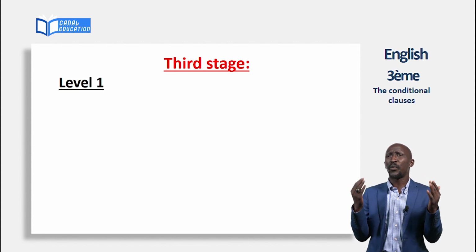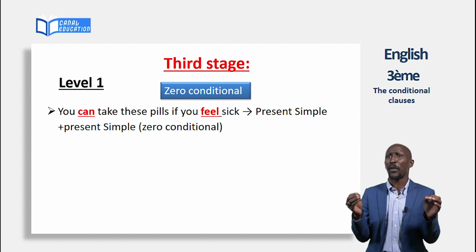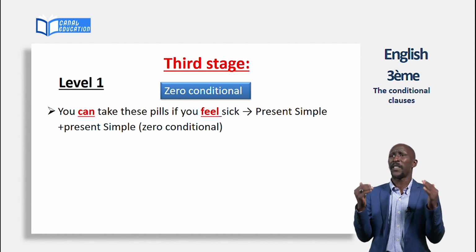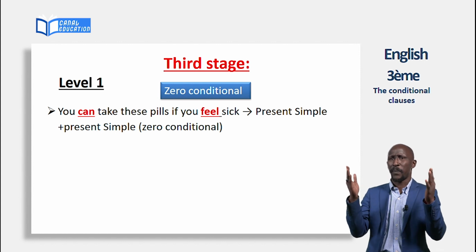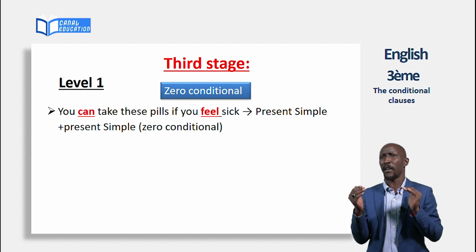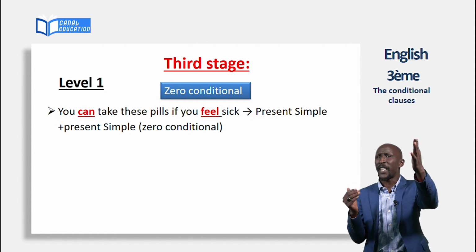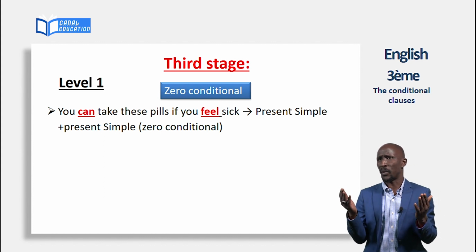The third stage deals with level 1, because in level 1 we will see two aspects. The first aspect is the zero conditional. It is when students associate the present simple to another present simple. And I give you a good example here. You can take these pills if you feel sick, is a good example.